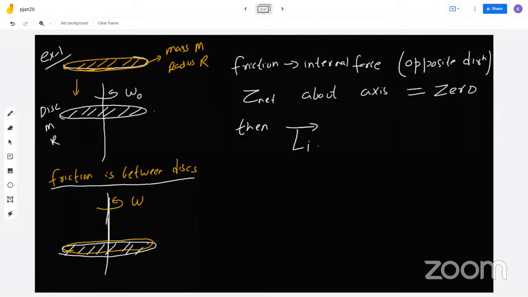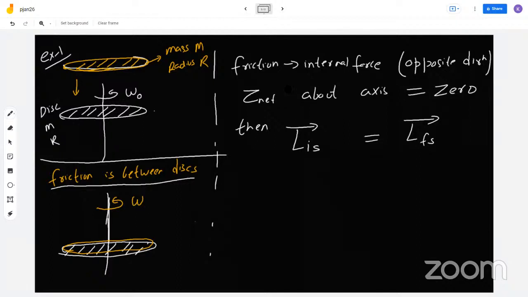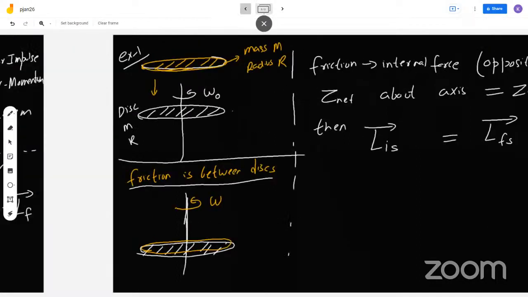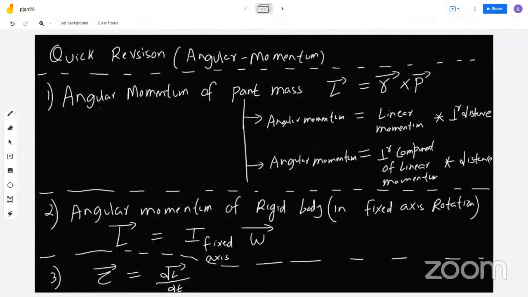Initial angular momentum of the system is equal to final angular momentum of the system. Guys, what will be the initial angular momentum of the system? Initially the white disk has I about the fixed axis into omega naught. Because for a rigid body in fixed axis rotation, the angular momentum is I about the fixed axis into omega.